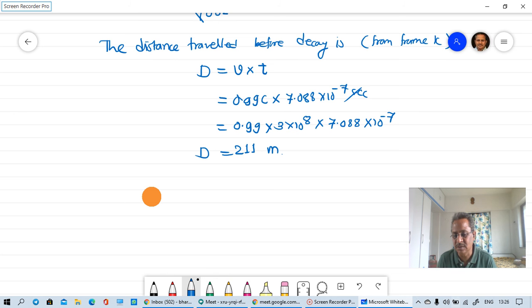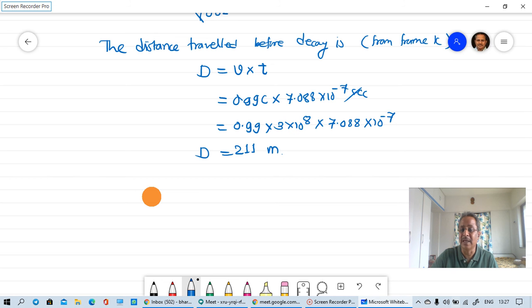I don't need a calculator here. 10 raised to plus 8 times 10 raised to minus 7 gives 10 raised to plus 1. So 9.9 is as good as 10, 10 into 3 is 30, 30 into 7 is 210, and because of the fractions this is more than 210, and it exactly comes to be 211 meters. Or you can use a calculator. So you will now see that in its own frame of reference the distance traveled by that particle will be a bit different, since you have to take the product of v into t prime, whereas the same particle observed by an observer in frame K, the stationary frame, will travel a distance of 211 meters.